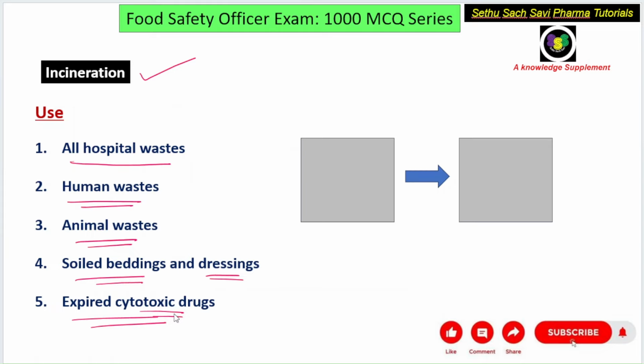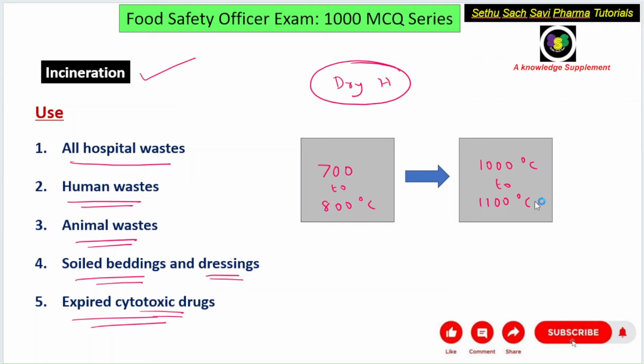Okay. Now, what is this incineration? It is an example for dry heat sterilization where you pass the substance through two chambers. In the first chamber, the temperature will be 700 to 800 degrees Celsius. From this first chamber, it will be transferred to another chamber where the temperature will be higher, that is 1000 degrees Celsius to 1100 degrees Celsius. So this is how incineration is done: two chambers at very high temperatures.